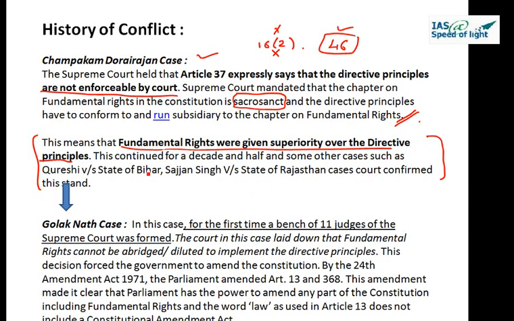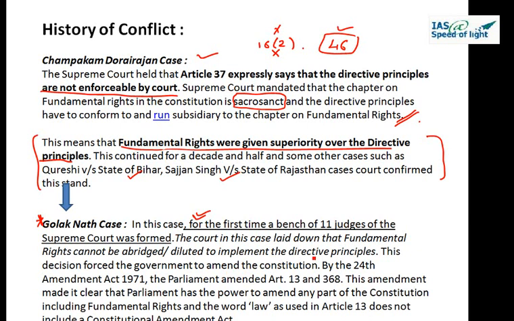And in various other cases like Qureshi versus State of Bihar and Sajjan Singh versus State of Rajasthan, the court confirmed that particular stand. Then we see the Golaknath case, and in this case for the first time a bench of 11 justices of the Supreme Court was formed. Okay, so a very important case.